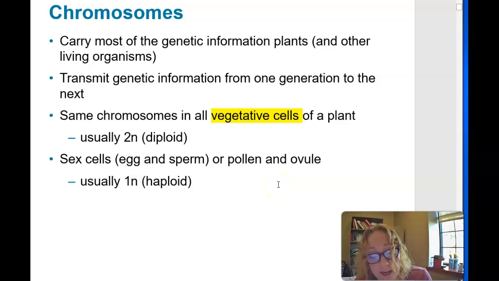The genetic information is carried on chromosomes. They transmit genetic information from one generation to the other. Some chromosomes are diploid, which is basically the vegetative parts of the plant, which is everything except the flowers and the seeds. The sex cells in plants are the pollen and the ovule. So think of the pollen as the sperm and the ovule as your ovaries. These are usually haploid cells.